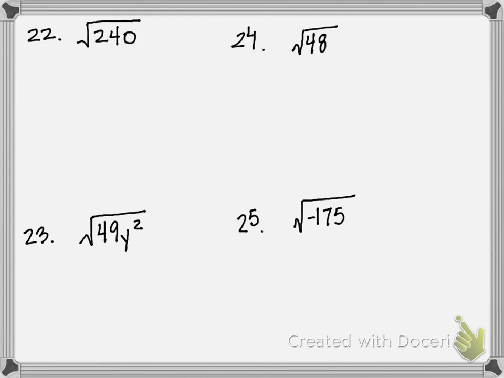Now we're going to take a look at 22 through 25. We're still simplifying, but now I'm looking at some square roots where they're maybe not perfect squares inside the radical. If you were to try to square root 240, you wouldn't be able to do it. It's going to come out to a decimal. But that doesn't mean that we can't simplify it. By simplifying, we're trying to find a factor of 240 that's a perfect square.